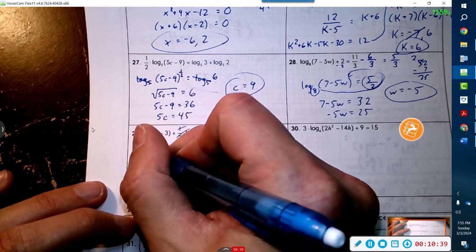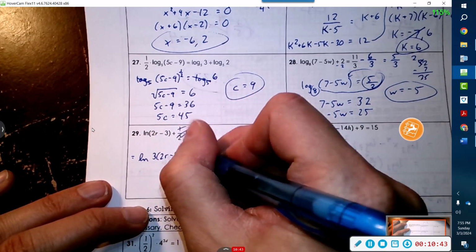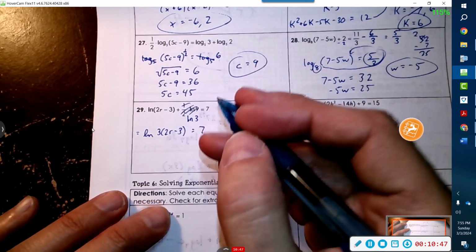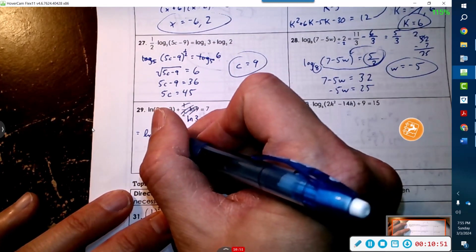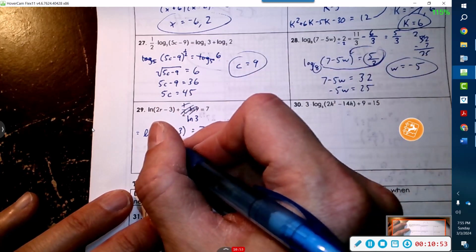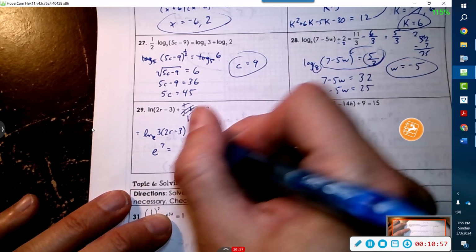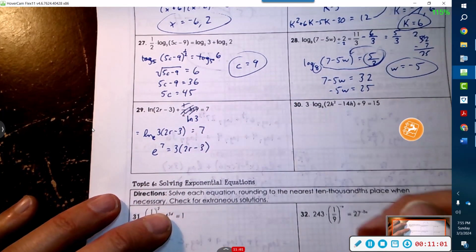So here I'm going to write out this step. 3 times 2r minus n has to equal 7. We've done nothing to the other side, but we are going to now, because we can undo the ln by doing the loop, just remembering that the ln has a base of e. So e to the 7th equals 3 times 2r minus 7.